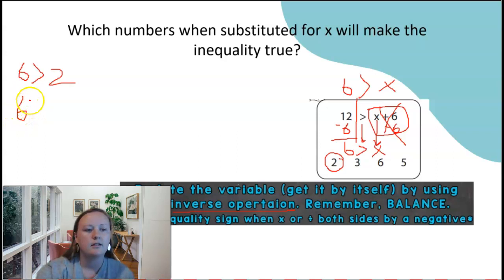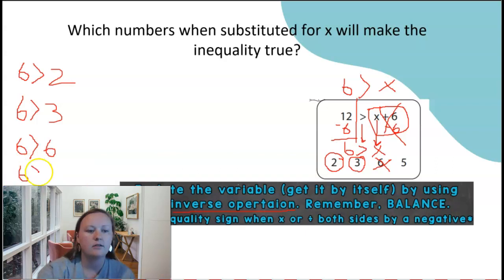We have the next number, which is 3. 6 is greater than the number 3. That's true, so I'll circle that one. Our next number is 6. 6 is greater than 6. That is not true. 6 is not greater than 6. 6 is equal to 6. And our last one, 6 is greater than 5. That is true.